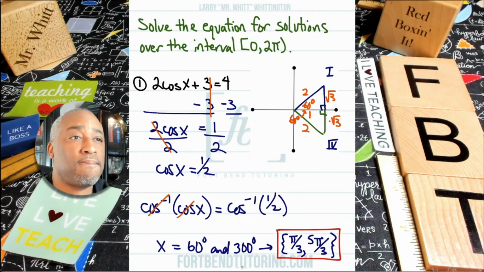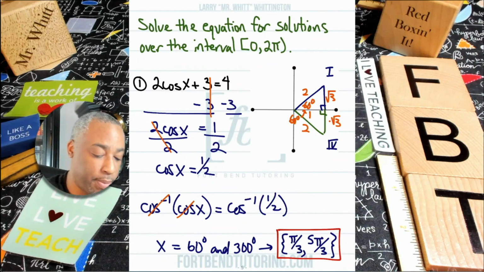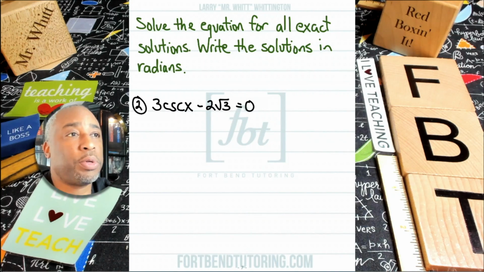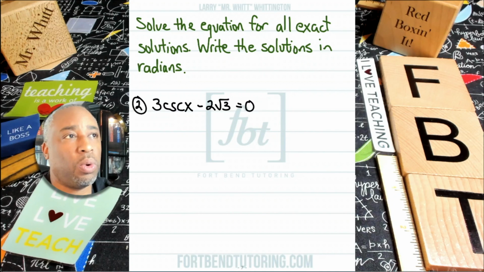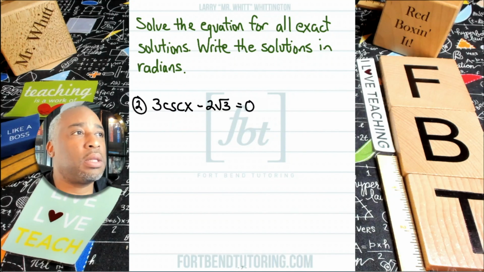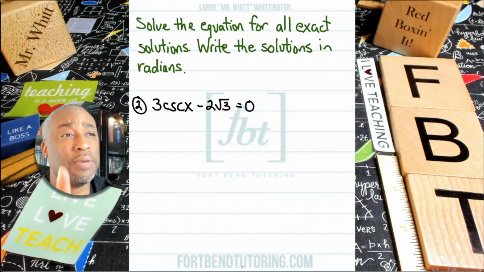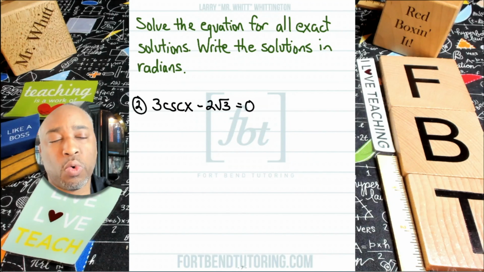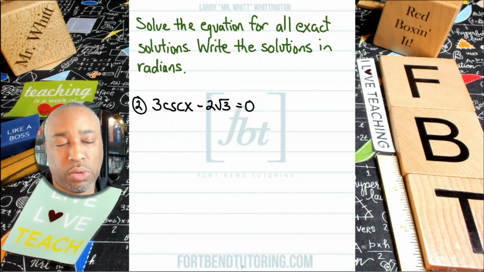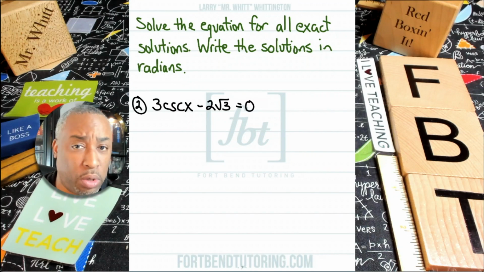Here we go. Problem number 2. With problem number 2, guys, we have 3 cosecant x minus 2 times the square root of 3 equals 0. They want us to write the solutions in radians. They also want us to solve the equation for all exact solutions. Now, this is different from the previous problem because in this example, we are told to give them all of the solutions, not just to restrict ourselves to the unit circle. So notice the difference there.